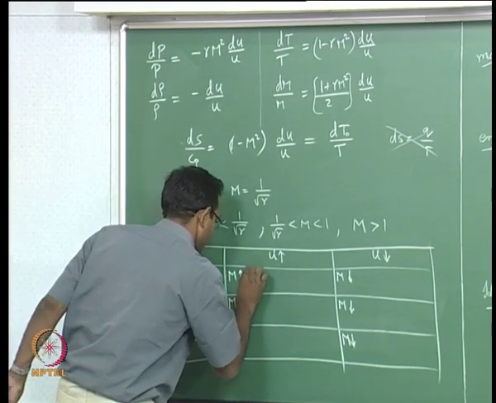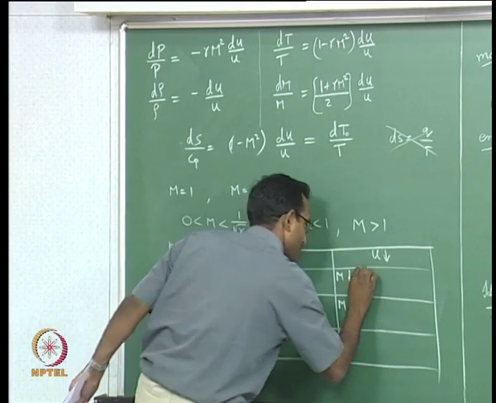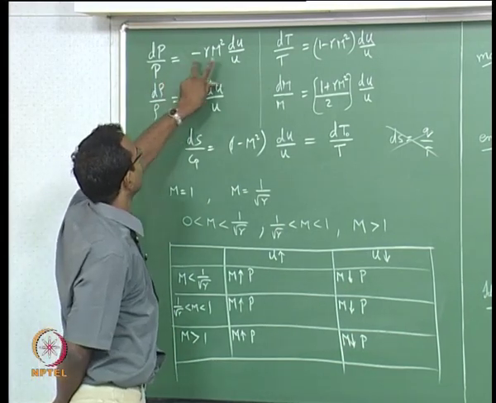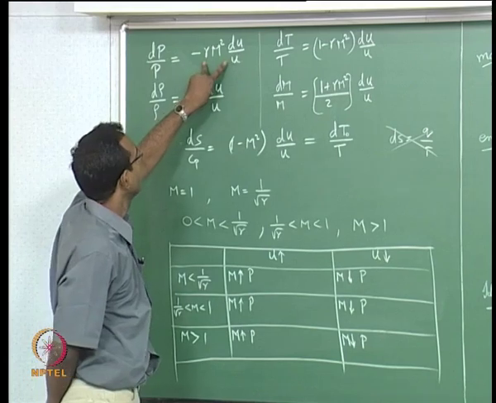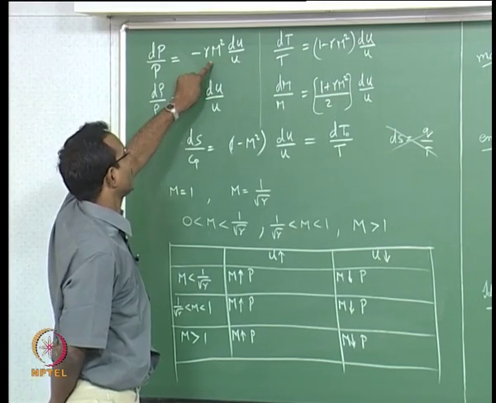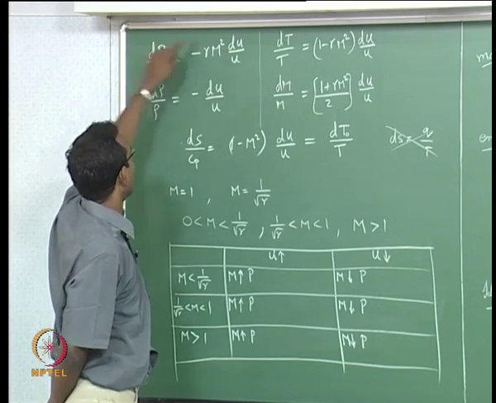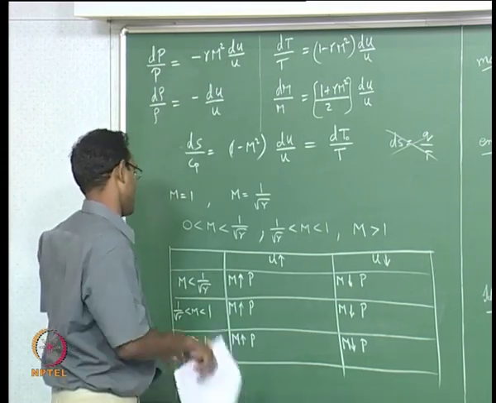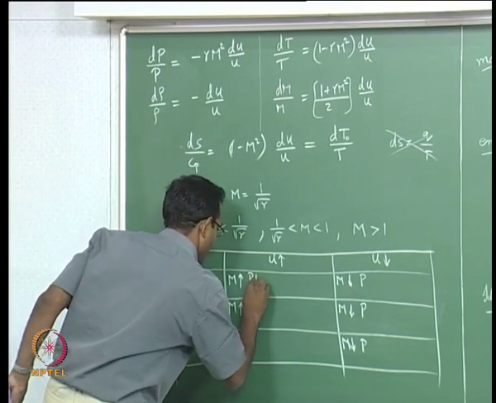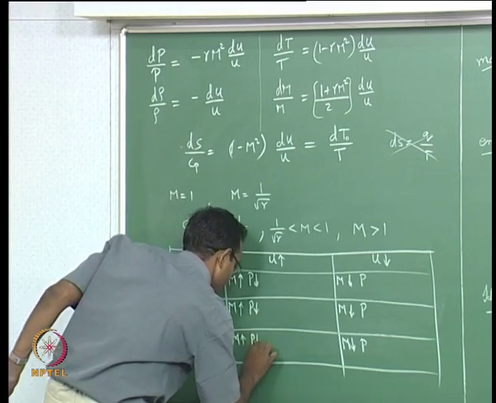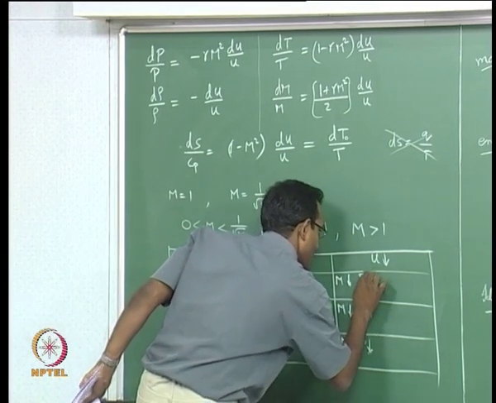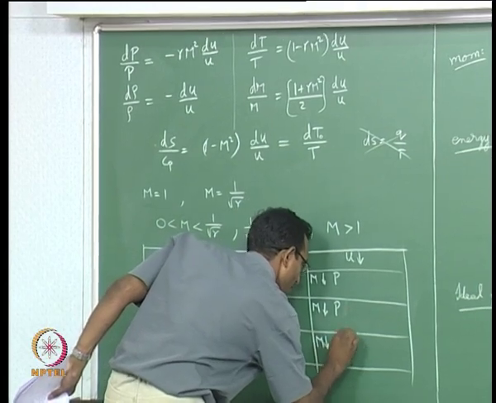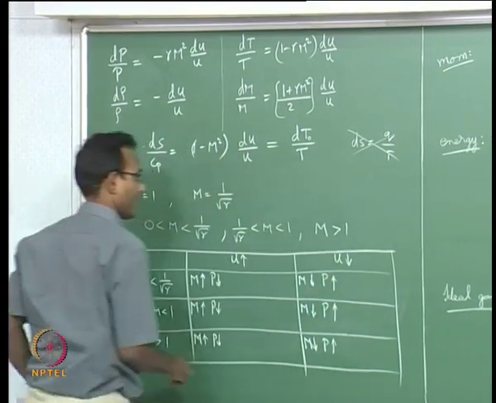Next, I will look at pressure. dP is negative of some positive quantity times dU. If I look at this, then I am going to say M squared is always positive, of course. Whatever is the change in u, the opposite will be the change in p. If dU is positive, dP is negative. Pressure decreases when velocity increases. So, it is straight opposite of this relation. I will just go and put the opposite arrow of these. Oops, these go the other way. This is what happens there.